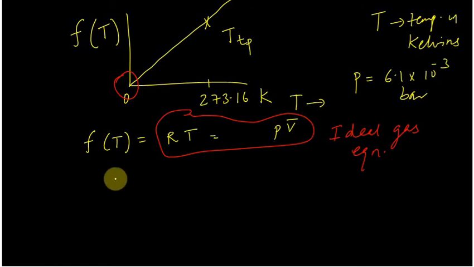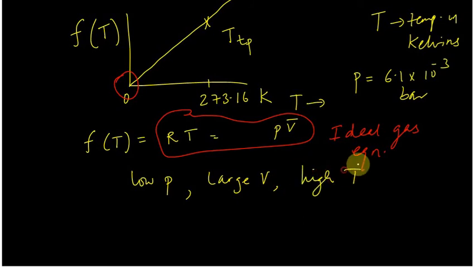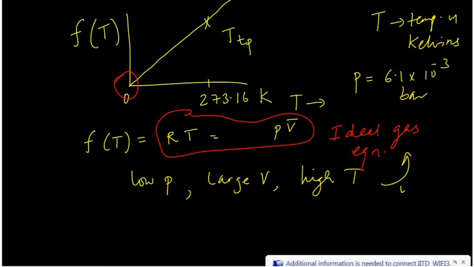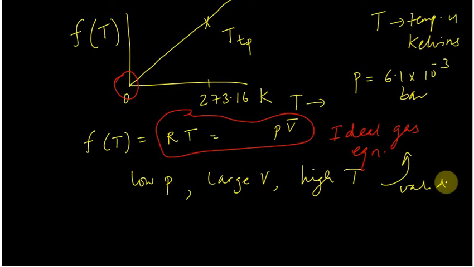So the assumption is low P, low pressure, which essentially gives you large volume, which is also related to the fact that a high temperature should be there. Now, if you have a low pressure or a large volume and a high temperature, then this ideal gas equation is quite valid, or maybe very close to being true. Not exactly true, but very close to being true. That's what I would say.